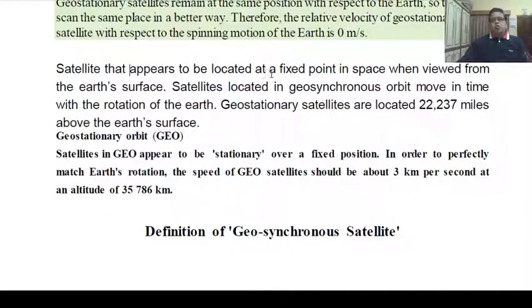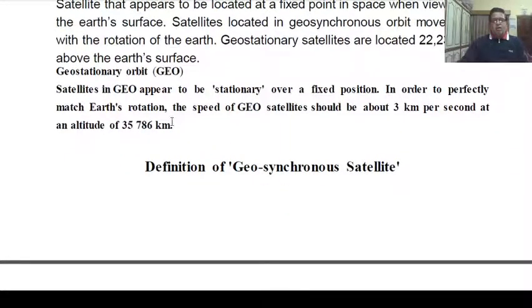Satellites that appear to be located at a fixed point in space when viewed from the Earth's surface. Satellites located in geosynchronous orbit move in time with the rotation of the Earth. Geostationary satellites are located above the Earth's surface. There are different ways to define or explain the geostationary orbit and geostationary satellite.